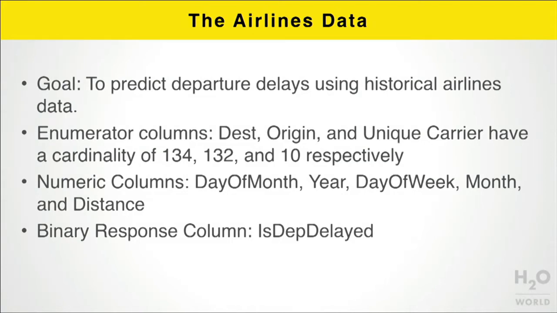So the enumerated columns that are of importance are the destination, the origin, and the unique carrier the flight is using. And they each have, in this particular data set, a cardinality of 134, 132, and 10, respectively. What H2O does is automatically do the categorical expansions into dummy variables in the backend for you, so you don't have to do one-hot encoding or expand it out to a model matrix yourself. So all of that's done automatically for you.